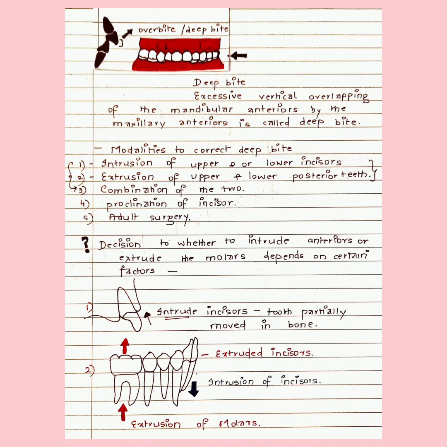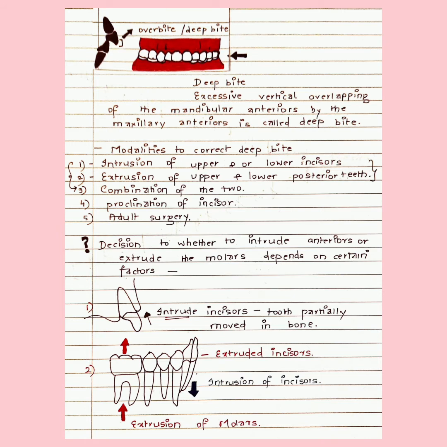So there are different modalities to correct deep bites. Either we can intrude the upper and lower incisors, or we can extrude the upper and lower posterior teeth, or we can do a combination of these two. We can even procline the incisors, or we can go for orthognathic surgery. The decision whether to intrude the anteriors or extrude the molars depends on certain factors, which we'll discuss in the management of deep bite video.